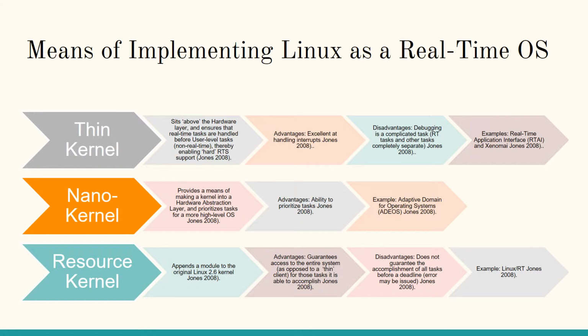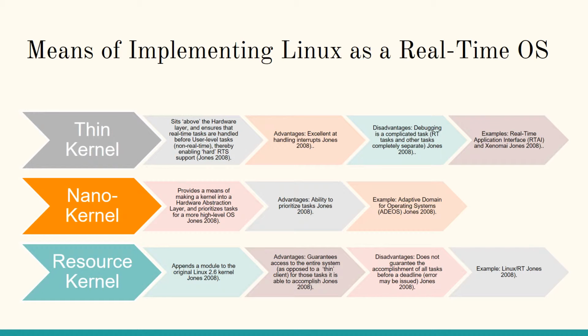Our next means of implementing Linux as a real-time OS is the nanokernel, which is basically multiple kernels sitting above your hardware, and that creates a hardware abstraction layer, essentially, and it allows you to prioritize tasks. So when an interrupt is received, the nanokernel senses which kernel, or which operating system in the case of multiple operating systems which can be handled by the nanokernel, would best handle that interrupt.